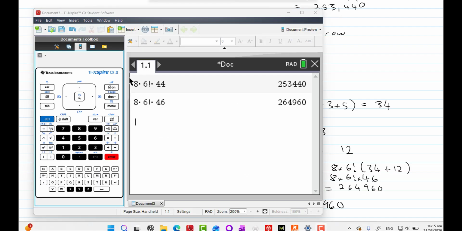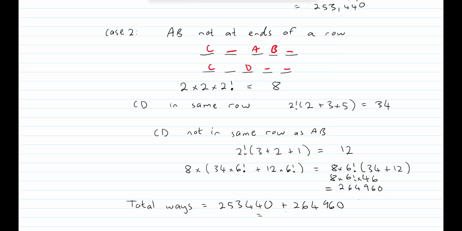Okay, so we get 253,440 plus what we just found, 264,960. And that is equal to 518,400. So 518,400 ways. And that's exactly what we found before. So that's just an alternate method with a direct count.